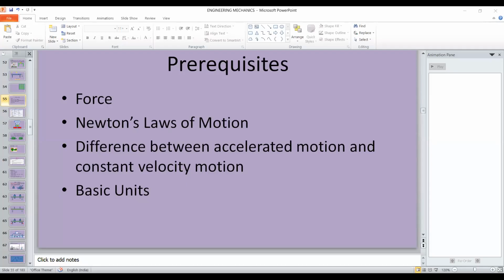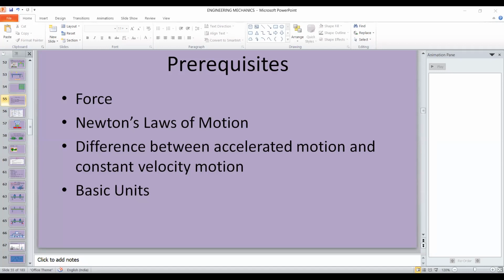Good morning, everyone. This is the fourth lecture of engineering mechanics. During the last lecture, we were discussing some of the prerequisites for this subject. We have seen the concept of force, then Newton's laws of motion: Newton's first law, second law, and third law. After that, we have seen the difference between accelerated motion and motion with constant velocity. Today, we will see some of the basic units required for engineering mechanics.